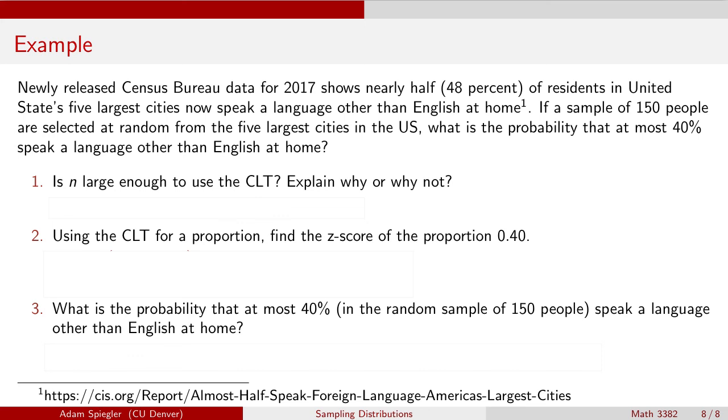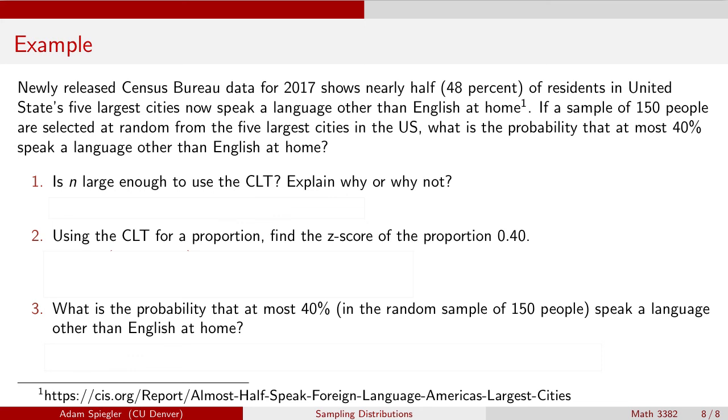So let's imagine that a sample of 150 people, and you might have a different value for n on your quiz, are selected at random from these 5 largest cities. We want to calculate the probability that at most 40% of the people in that sample speak a language other than English at home. So we would expect our sample to have a proportion of about 48%. 40% is below that. Is this significantly below that? Well, let's use the central limit theorem to help us get a sense of that.